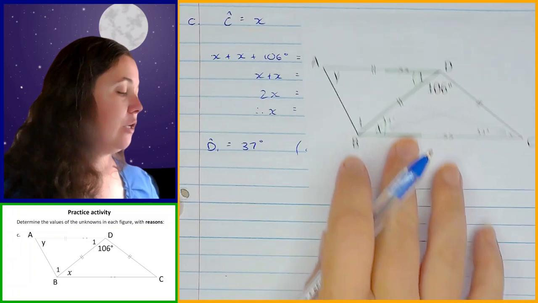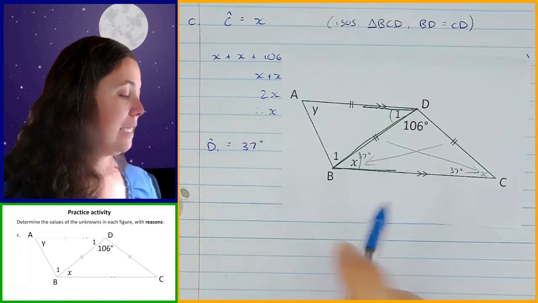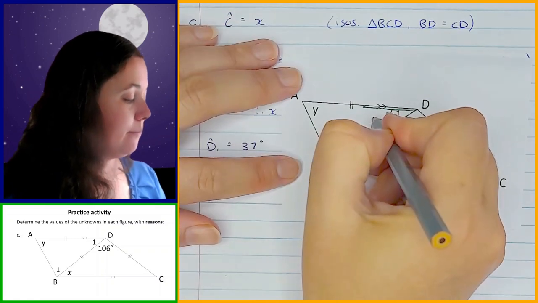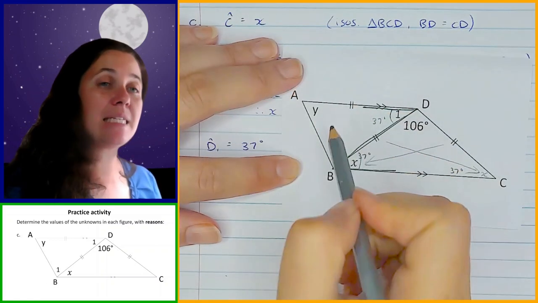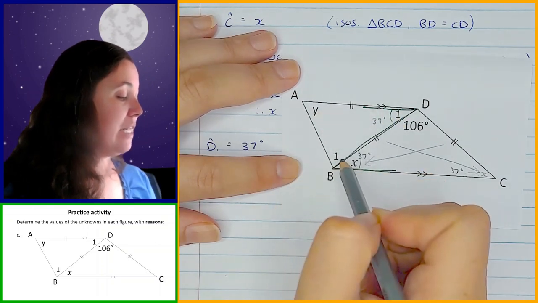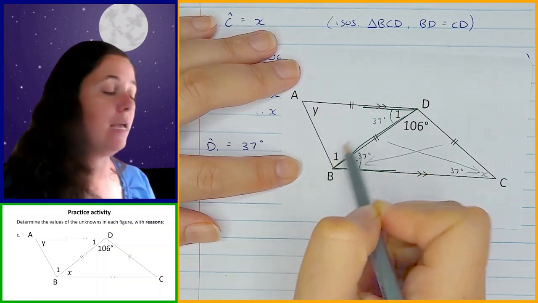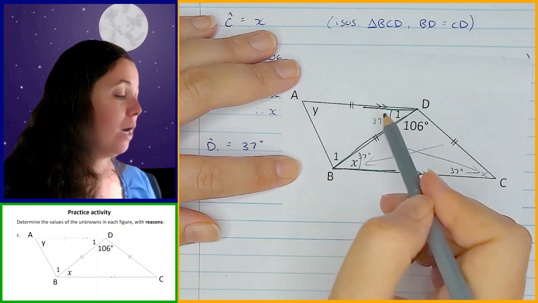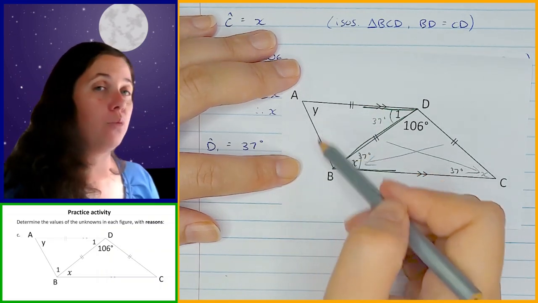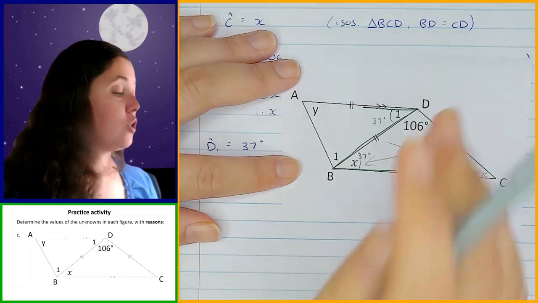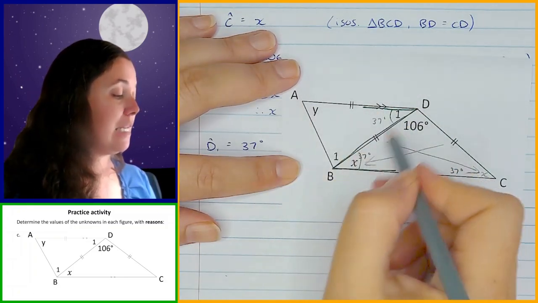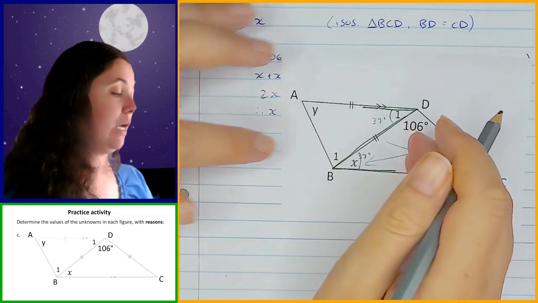Okay, so now I know that this angle over here is 37 degrees, and that is going to help me to work out y. But again, there's something else I still have to do before I can work out y, and that is that I have to say that angle B1 is equal to y, because if I only know one angle, I can't work out another angle in a triangle without knowing anything about the third angle. So what I need to do now is say that angle B1 is equal to y, and the reason I can say that is because this is an isosceles triangle as well.